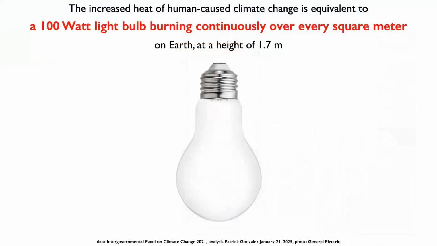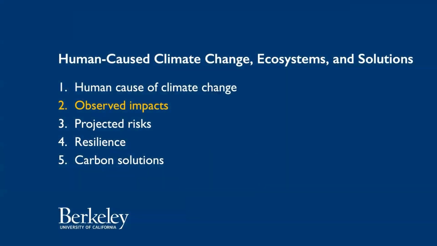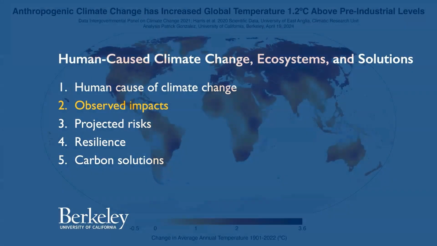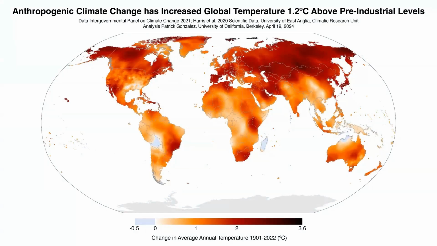Climate change is like an increase of energy into the atmospheric system. It's the equivalent of burning one of those old incandescent light bulbs, a 100-watt light bulb, one of those over every square meter on Earth, day and night, 366 days a year, continuously. So that's a lot of heat. And so the major impact, of course, of that is the heating, the increase in average annual temperature.